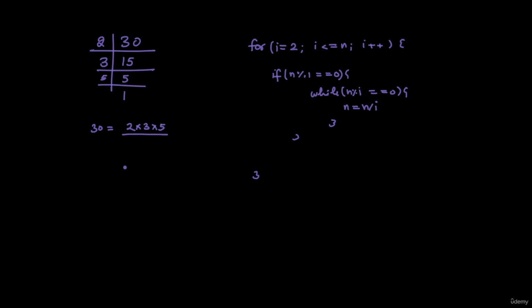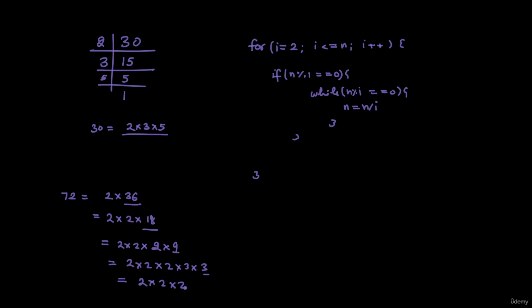So let me give you another example. Let's say the number is 72. Okay, so 2 divides 72, so we can write it as 2 into 36. So we will try to reduce 36. So 2 also divides 36, so we write 2 into 2 into 18. 18 is also divisible by 2, we write 2 into 2 into 2 into 9. 9 is not divisible by 2, so we write it 2 into 2 into 2 into 3 into 3. And now what is left is 3, so we write it as 3 into 1. So in prime factorization we don't consider 1. So effectively this is the prime factorization of 72.